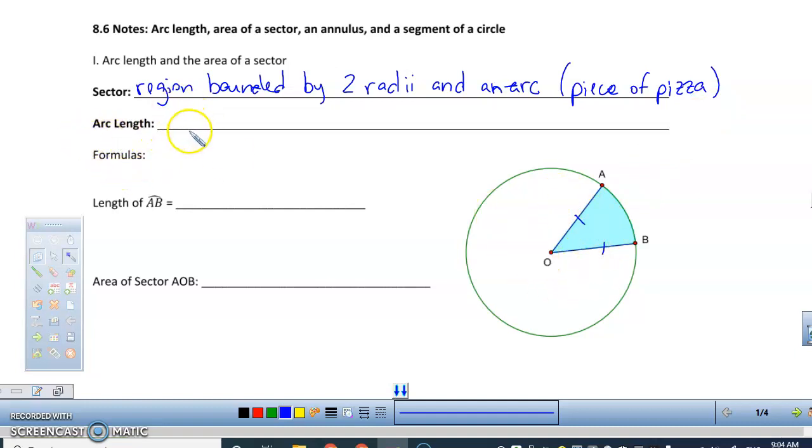The arc length is part of the circumference. So if we were talking about arc AB, that would be a linear distance, even though it's curved, the linear distance basically from A to B along the arc. And as I said, that is a portion of the circumference. Sometimes we can say it's a fraction of the circumference.